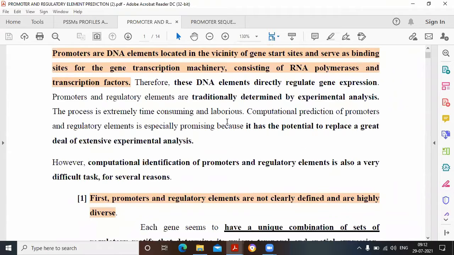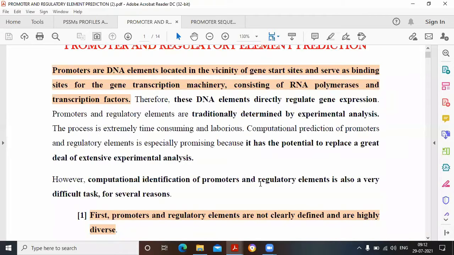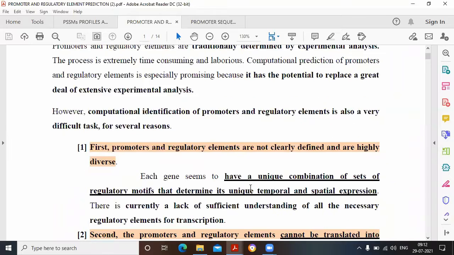So if you are determining these promoter sequences or different types of regulatory elements by in silico methods, we actually face a lot of problems. So what are these problems?